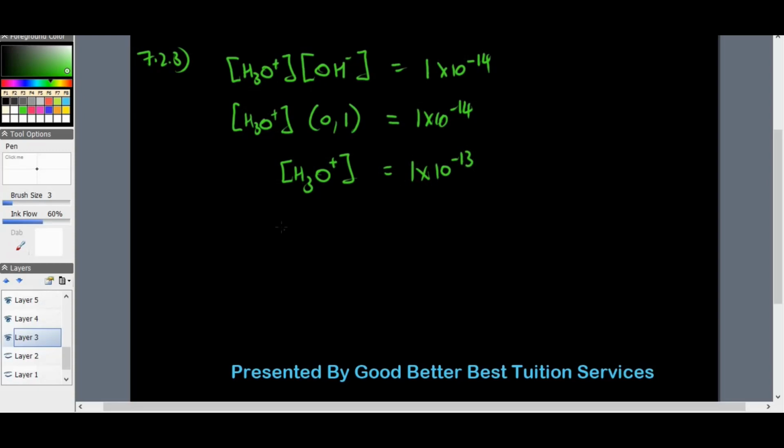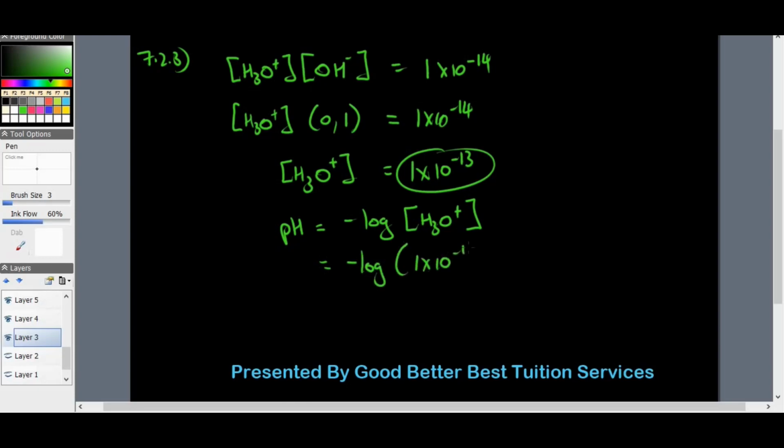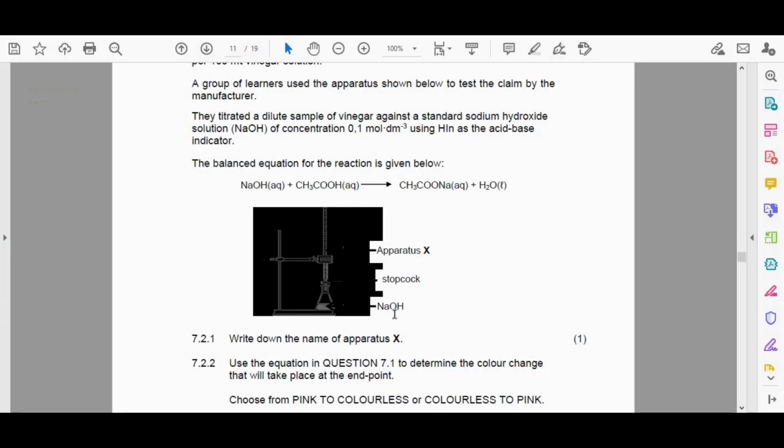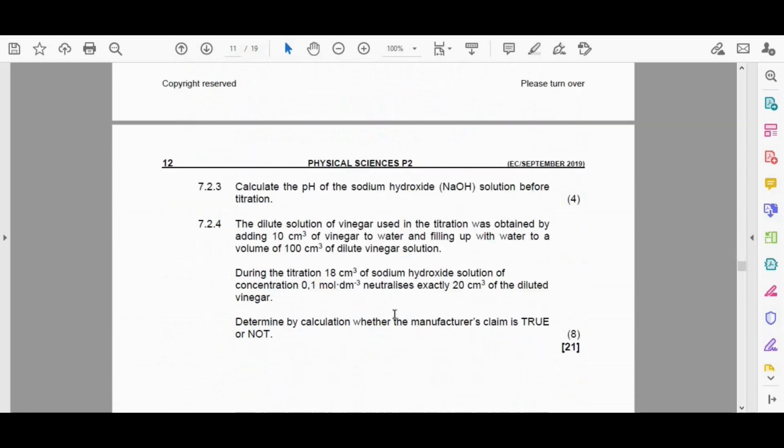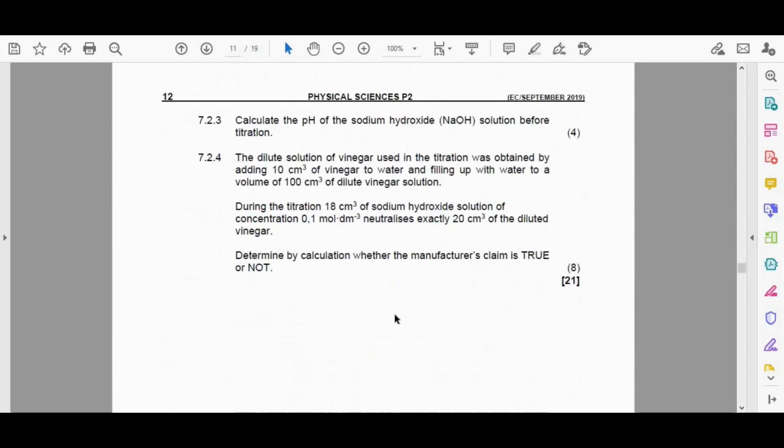Now we know that pH is going to equal negative log of whatever the H3O plus value is equal to. And we know that we've just worked it out to be this value. So we're going to say that equals negative log brackets 1 times 10 to the negative 13 on our calculator. And if we do that, we get pH is equal to 13. And that is the pH level of the sodium hydroxide before titration.